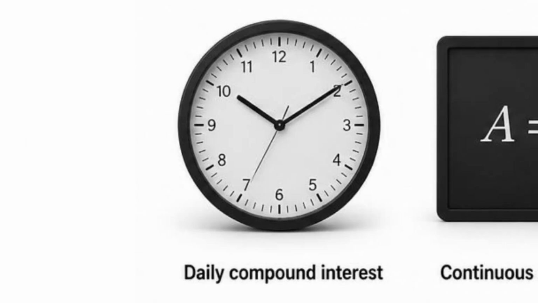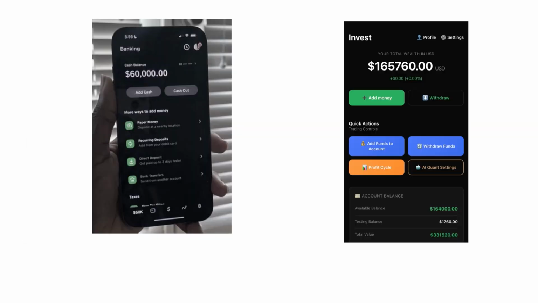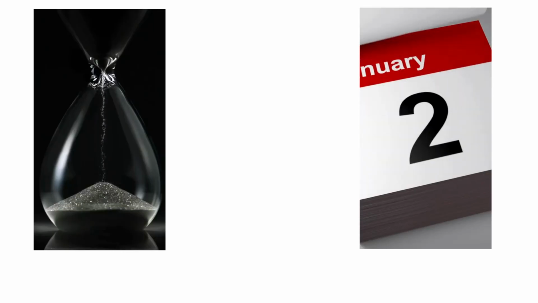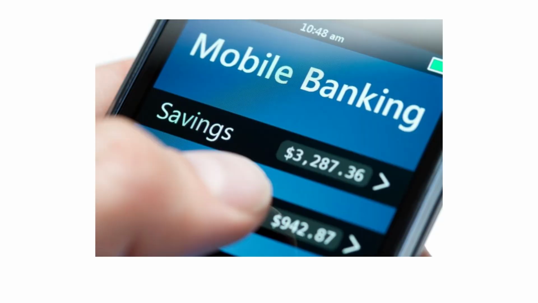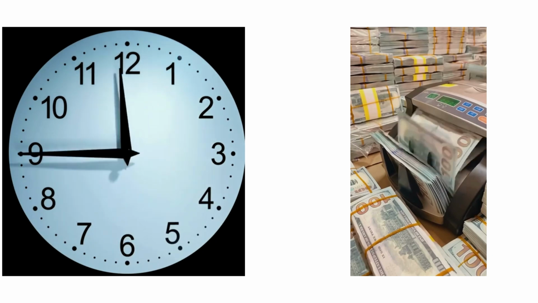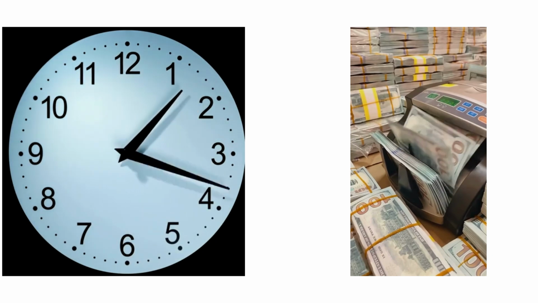Daily compound interest. Some high-yield savings accounts and certain investment platforms compound every single day. At first glance, the difference between daily and monthly compounding seems trivial, and in truth, on small amounts or short periods it is. But on large sums held over many years, daily compounding produces a meaningfully higher return than monthly compounding at the same nominal rate.